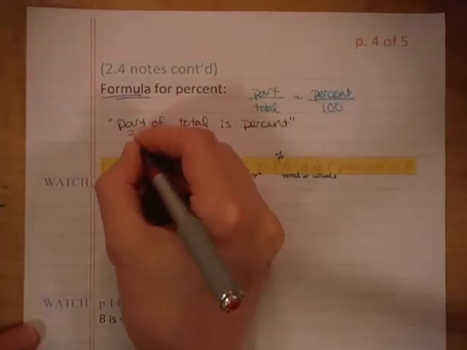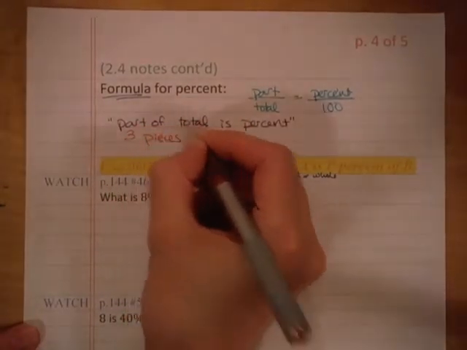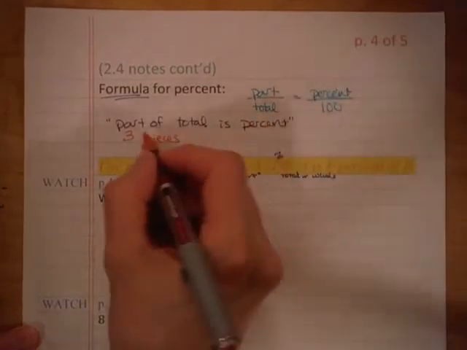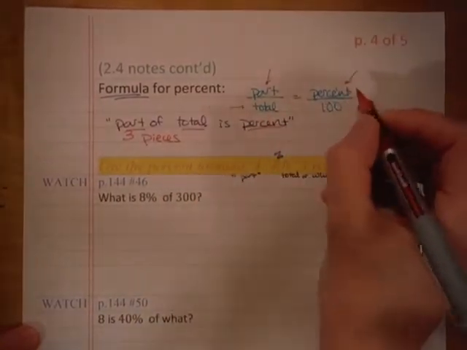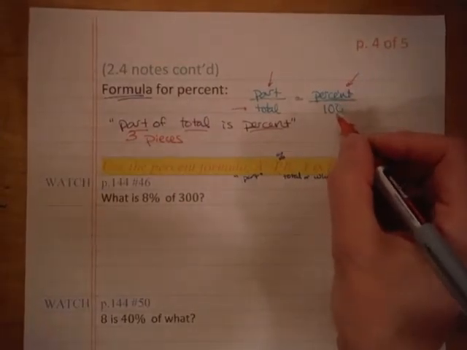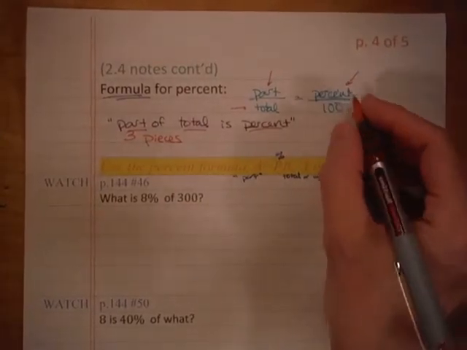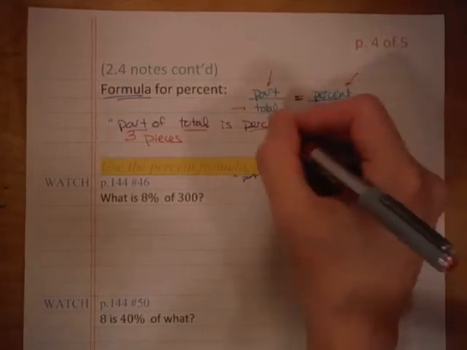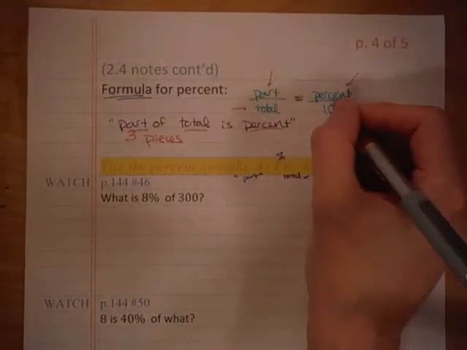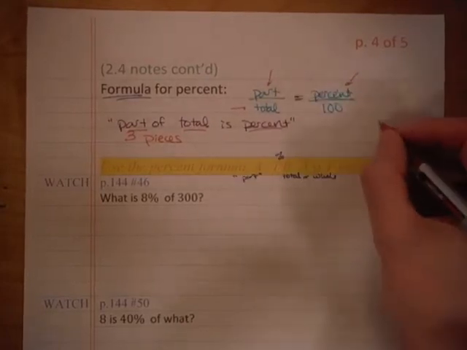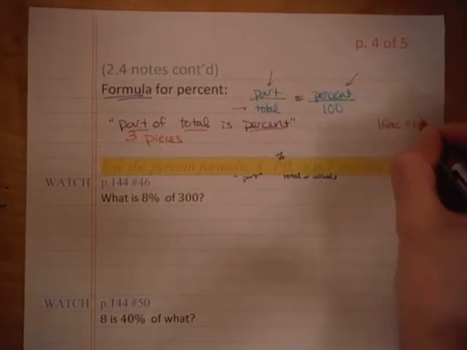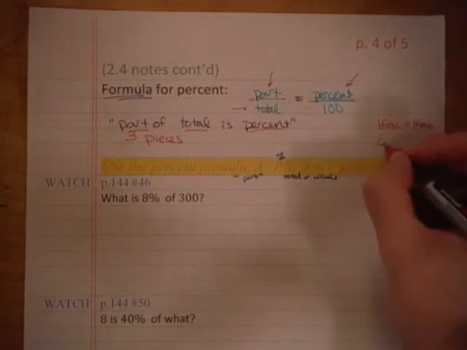So there's always going to be 3 pieces as part of this equation. There's always going to be the part, the total, and the percent. The 4th piece is 100. That's what a percent is, so you don't have to worry about that part. So our goal is to set up this proportion, really this fraction equal to a fraction, because then we're going to be able to cross multiply. So 1 fraction equals 1 fraction, and then we can cross multiply.